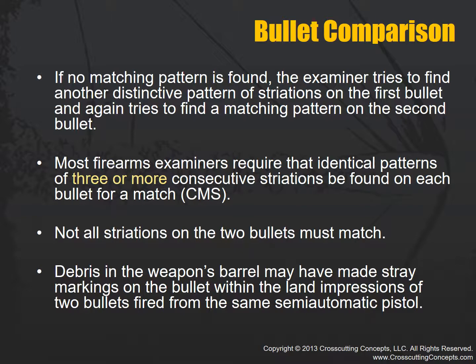Most firearms examiners require that identical patterns of 3 or more consecutive striations be found on each bullet for a match. Not all the striations have to be a perfect match, but you need to have 3 consecutive. This is because debris in the weapon's barrel can make stray markings on the bullet as it's fired.